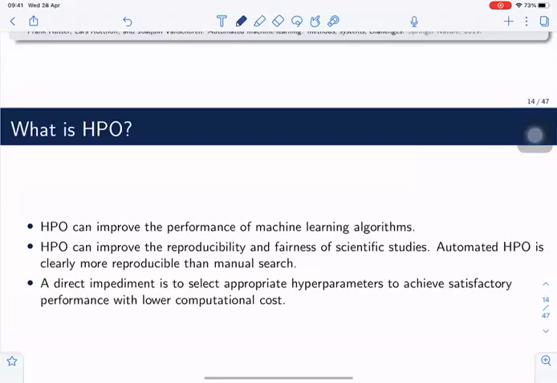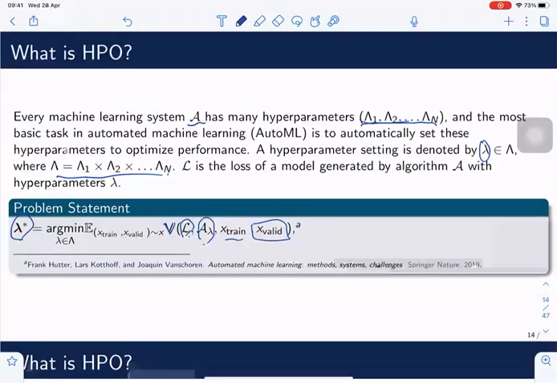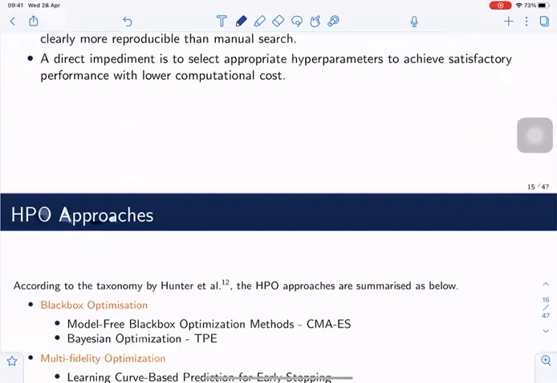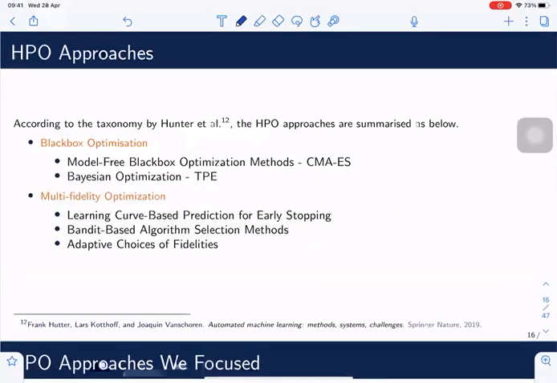right? It's back to the problem statement. The reason why we said it is a costly problem is that every time you want to evaluate lambda, you have to train the A with lambda from scratch. It costs us much. And in order to alleviate this kind of issue, there are quite a lot of state-of-the-art methods.